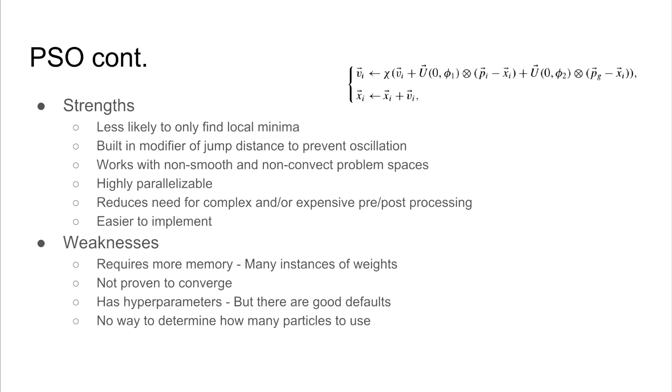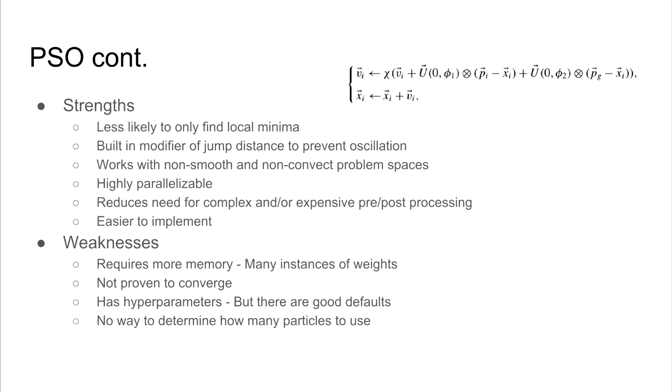But because of the modifier used to calculate jumps, it's able to make particles jump out of local minimum, especially if there's a global best that's far away. This also can help you when you're really close to a global best. Instead of oscillating around, you're really close, and so your jumps are really small.